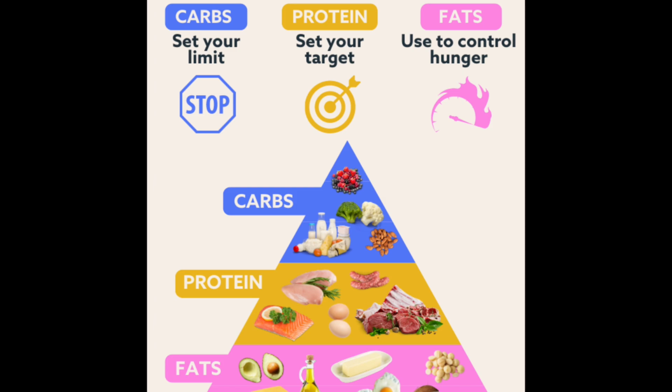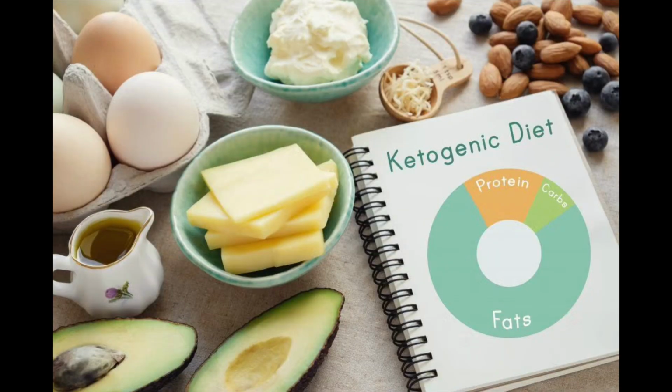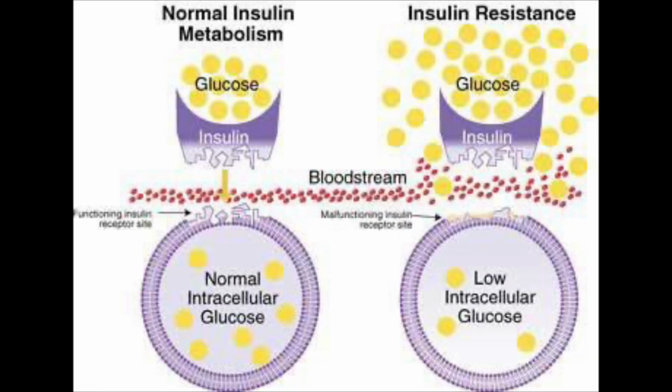Therefore, it makes sense for us to reduce the amount of carbohydrate that we are eating. And once you reduce your carbohydrate intake, your blood sugar spike limits or reduces, and then your insulin production also reduces. And when this happens, your cells become more insulin sensitive.